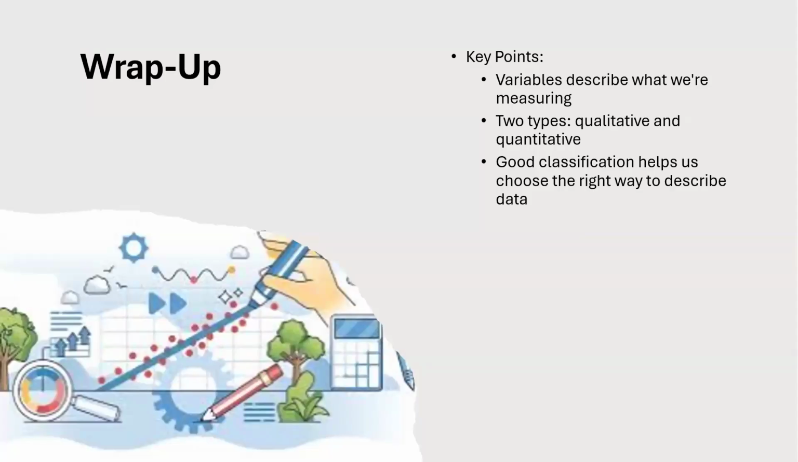In this section, we defined what variables are and how to classify them. We looked at the difference between qualitative and quantitative data and the difference between discrete and continuous variables. Understanding these distinctions is the first step in doing meaningful data analysis.